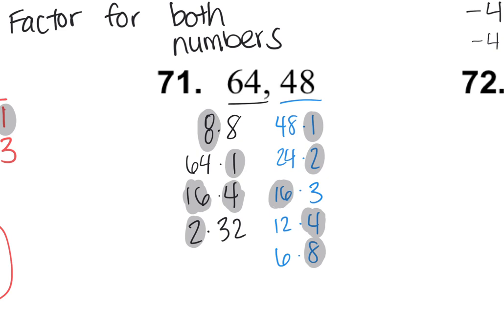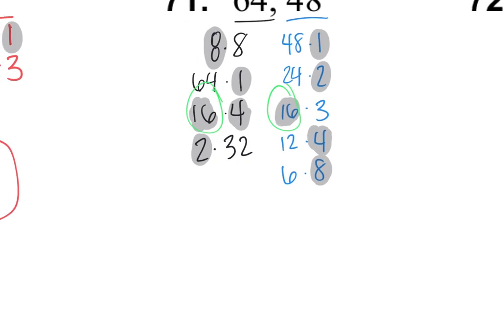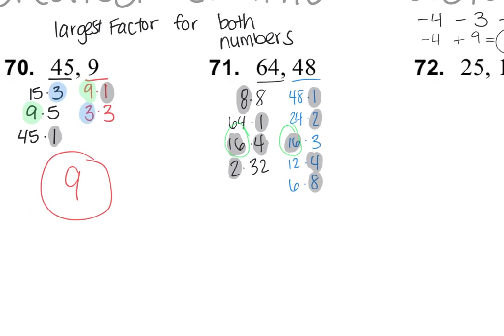So the greatest of these common factors is the 16. So the greatest common factor of 64 and 48 is 16.